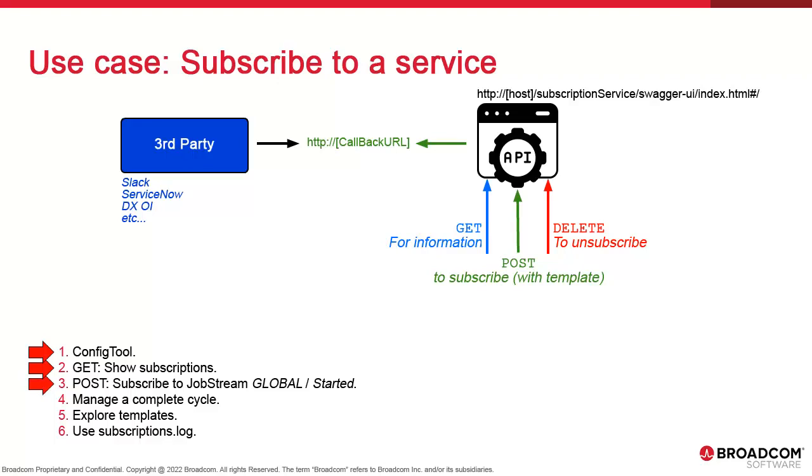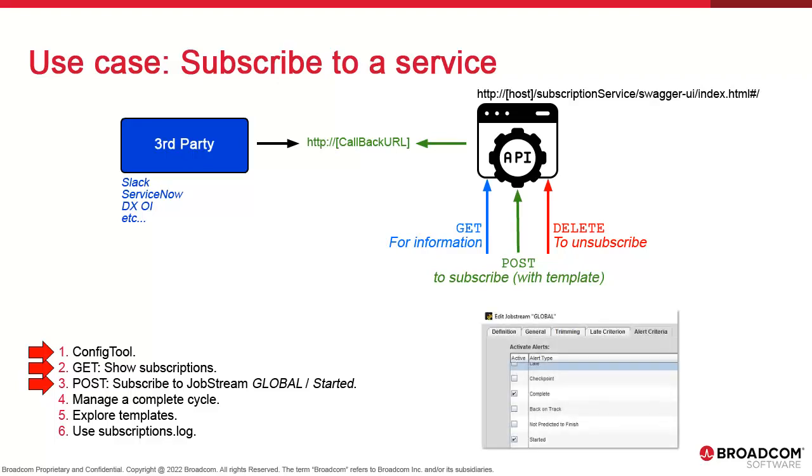We submit a POST request to subscribe to alerts for a specific job stream called Global with the started status. It's understood that the job stream has to be configured in AAI with this particular alert. Then we'll use events to manage an entire subscription lifecycle. We'll subscribe, show the subscription, and then unsubscribe.